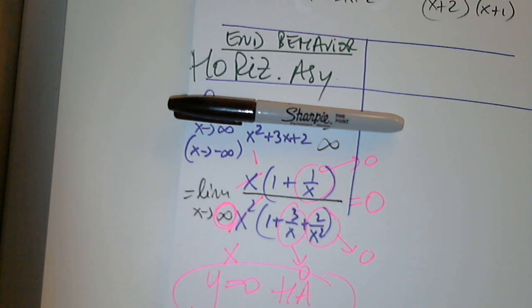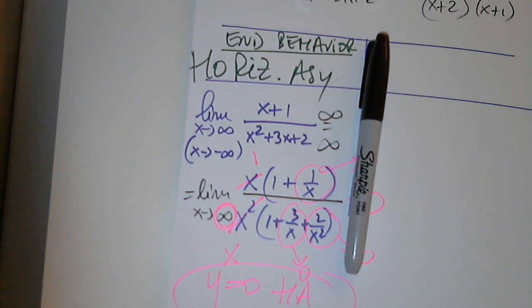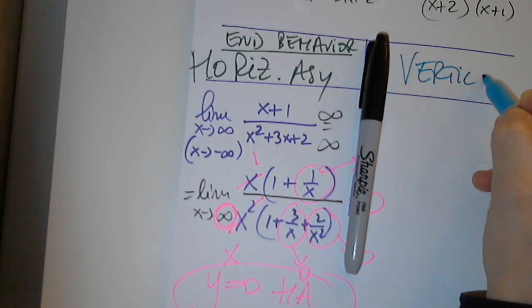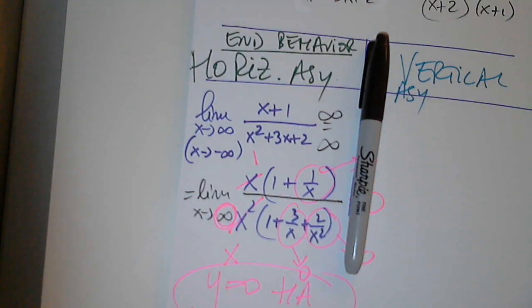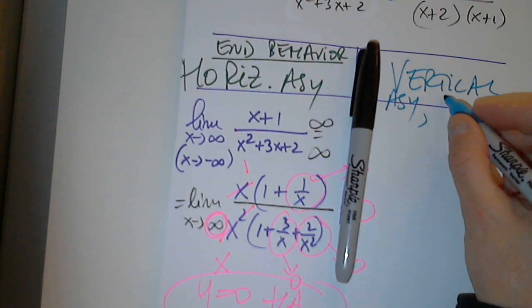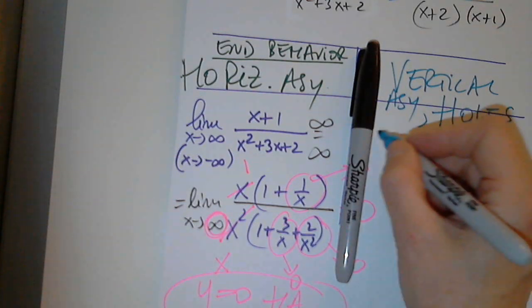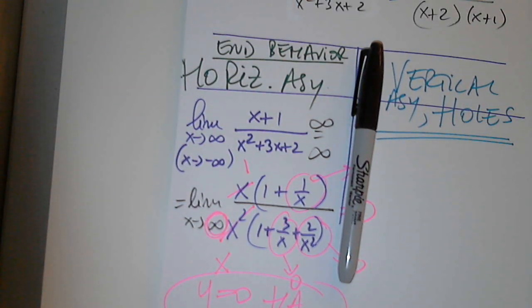Any questions? So this piece is done. We determined the end behavior, which is the same as the horizontal asymptote, 0. And now, what do you think the other side would be? Of course. Vertical. Of course. Vertical asymptotes, as well as holes, which is not the same thing. A hole in the graph does not mean a vertical asymptote.